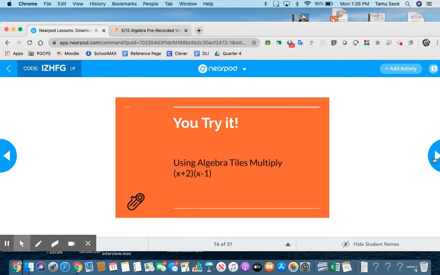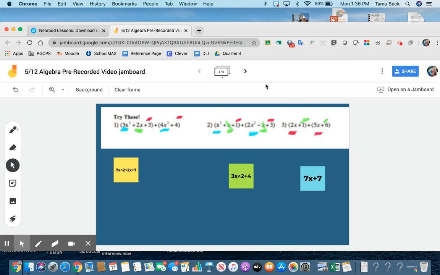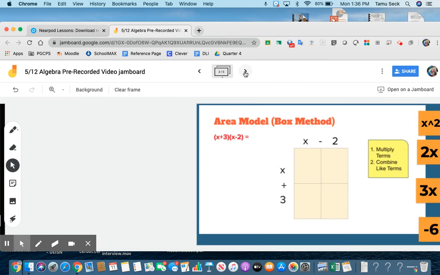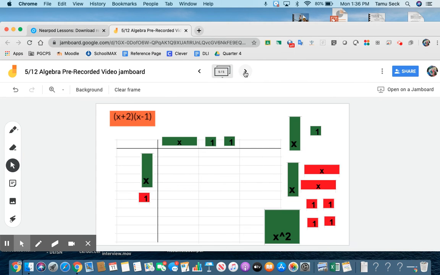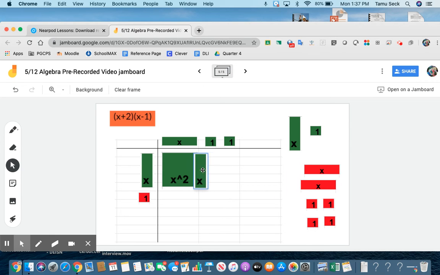Okay, so now let's try multiplying using algebra tiles. Okay, now write this down and we'll do it together. Pause the video, draw this, and then we'll do this together. Okay, x times x is x squared. So draw the x squared. X times 1 is 1x. X times 1 is 1x.